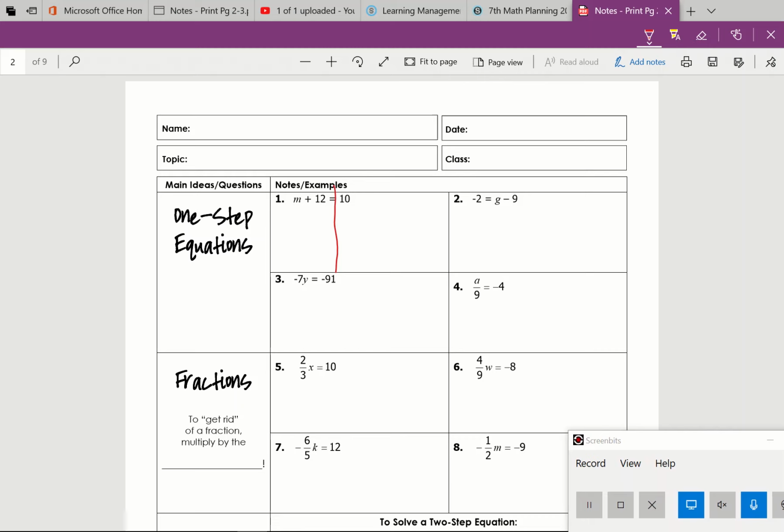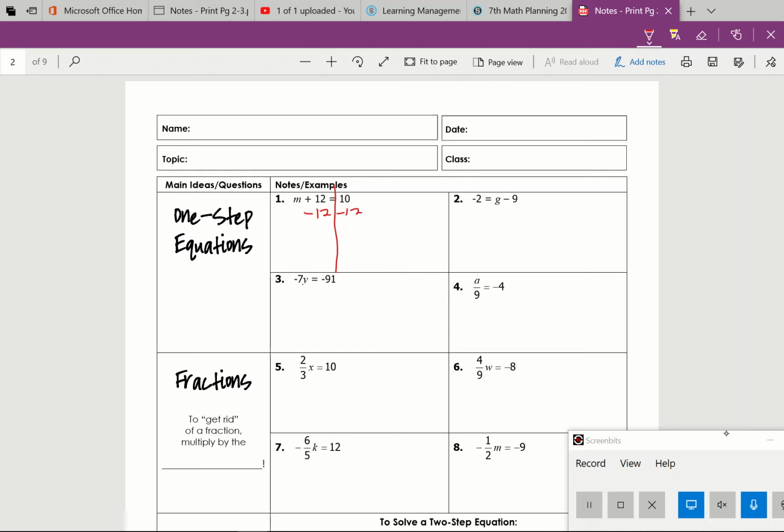Because on one side is m and a positive 12. On the other side is 10. So we want to get m on one side by himself. So it says m equals blank. So to do that, we have to get rid of 12. So we're going to minus 12 on both sides.